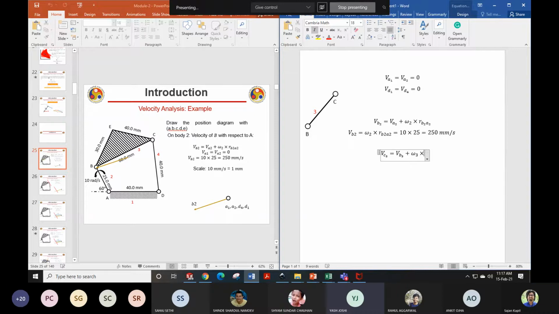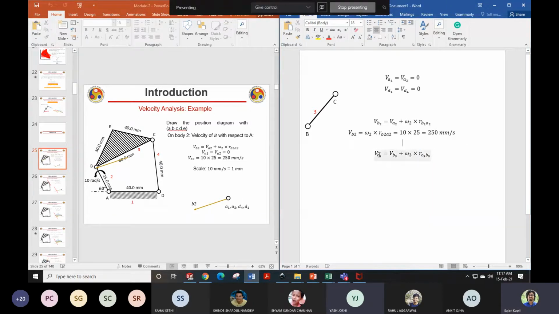Position of C with respect to B on body 3. Tell properly. Position of point C with respect to point B. Velocity again. Position of C when it is assumed to be on body 3, and with respect to B when it is on body 3. Correct? Yes, correct, sir.